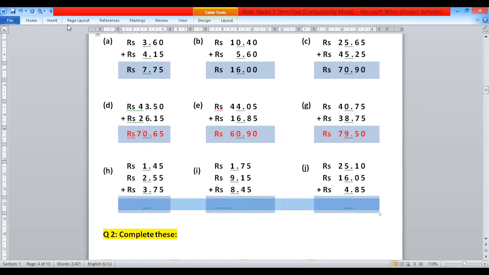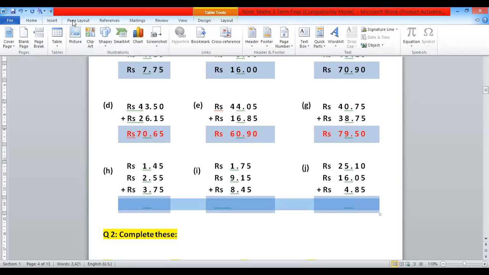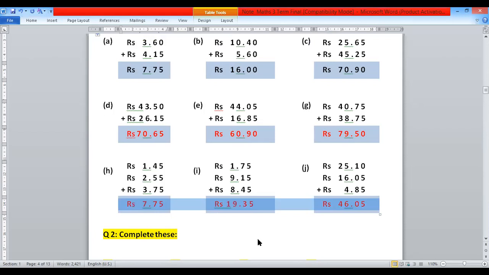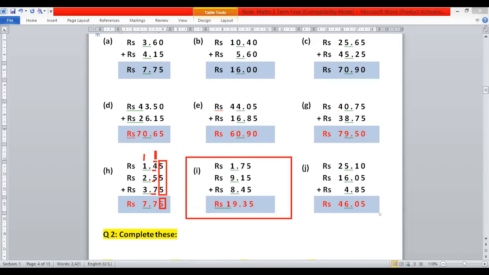Similarly, you can add these numbers. I am writing the answers and you can solve these sums by yourself. Part H: 5 plus 5 plus 5, 5 plus 5, 10 plus 5, 15, carry 1. 7 plus 5, 12 plus 4, 16 plus 1, 17, right? 7 here, carry 1. 3 plus 2, 5 plus 1, 6 plus 1, 7. So in this way you can add part I and part H.